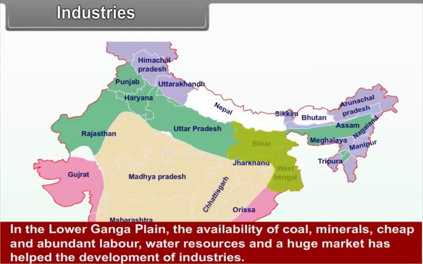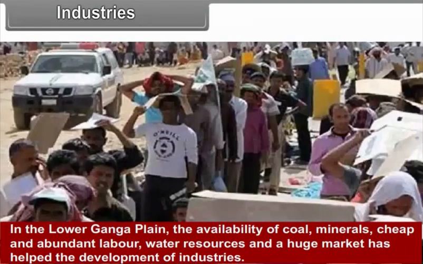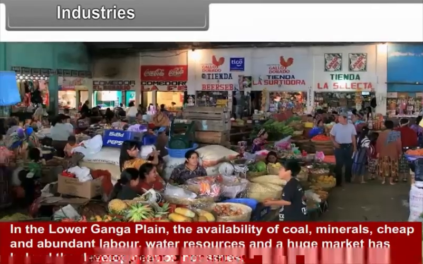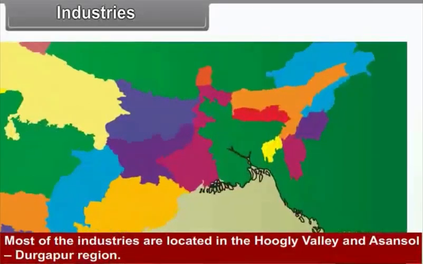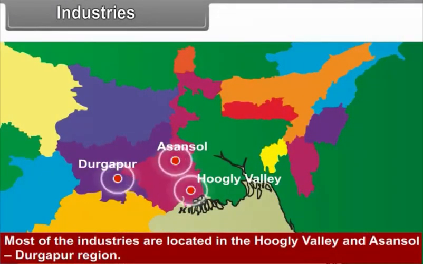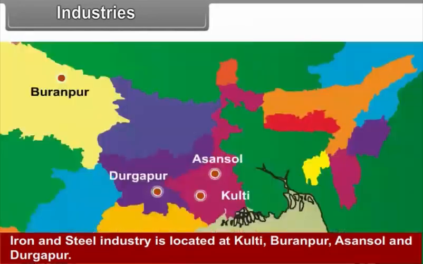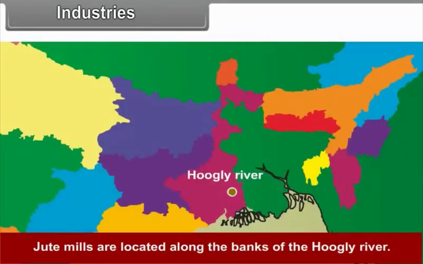In the Lower Ganga plain, the availability of coal, minerals, cheap and abundant labor, water resources and a huge market has helped the development of industries. Most of the industries are located in the Hooghly Valley and Asansol-Durgapur region. Iron and steel industry is located at Kulti, Burnpur, Asansol and Durgapur. Jute mills are located along the banks of the Hooghly River.